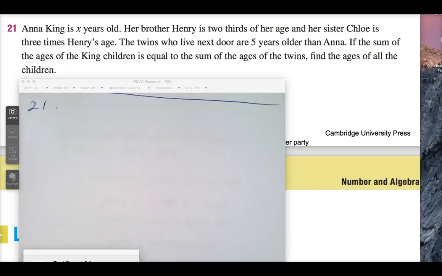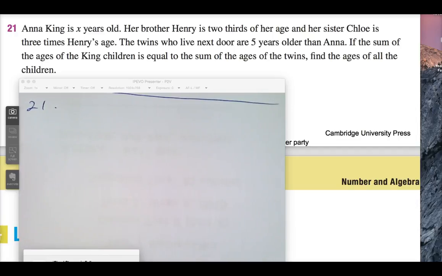Anna King is x years old. Her brother Henry is 2/3 of her age, and her sister Chloe is 3 times Henry's age. The twins who live next door are 5 years older than Anna. If the sum of the ages of the King children is equal to the sum of the ages of the twins, find the ages of all of them.